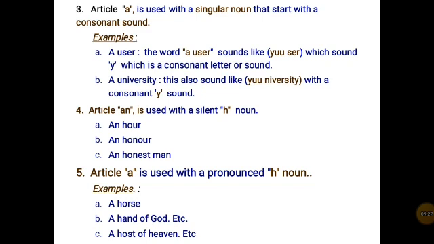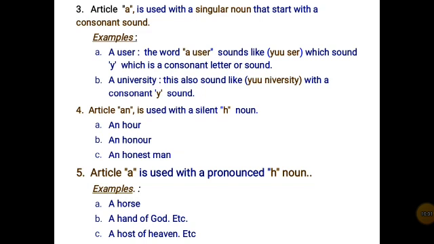Now, point number 4, that is the rule number 4 on how to use article A or article an. Now, we want to see how to use article an in that rule number 4. It says article an is used with a silent H noun. Now, what does this mean? It means that there are some nouns that start with H, but the H is not being pronounced.